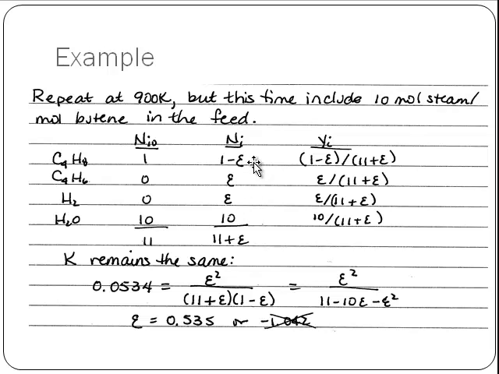Epsilon forms, epsilon is reacted away. But because the total number of moles changes, the mole fraction changes. And when I plug this in here for K, well, the algebra turns out a little different. It's slightly more complicated. I had to use the quadratic formula, but I found that epsilon was 0.535. So the extent of reaction more than doubled, or roughly doubled, I guess, by adding 10 moles of steam. So this indeed was an important contributor to the extent of reaction.